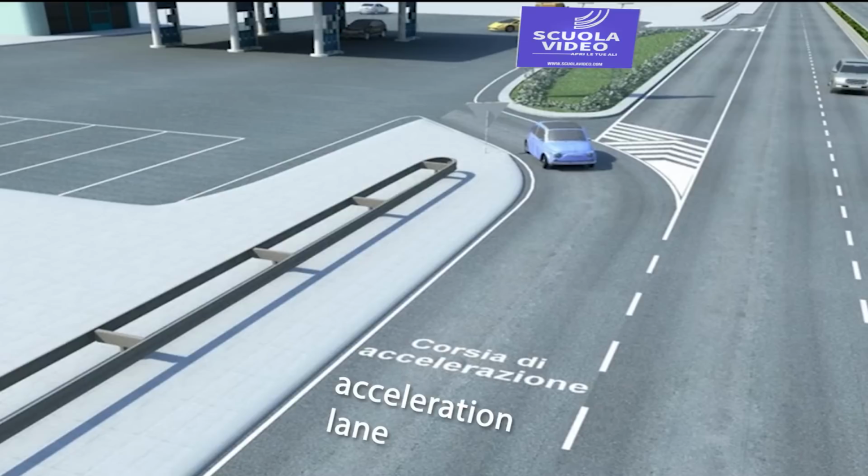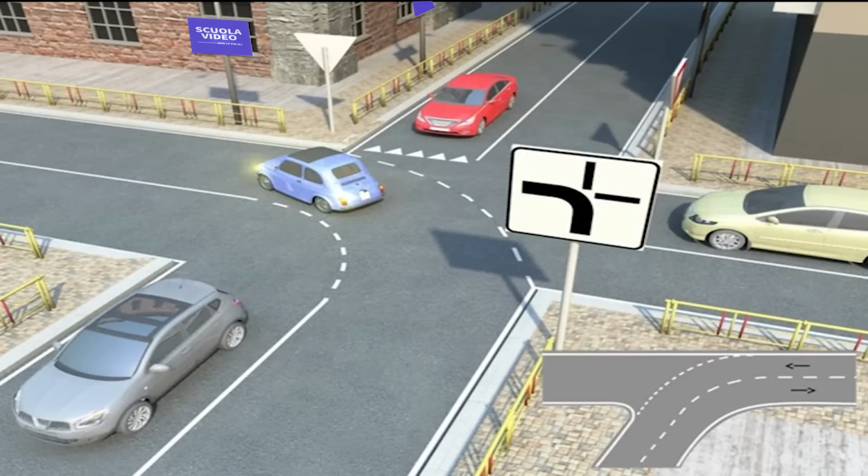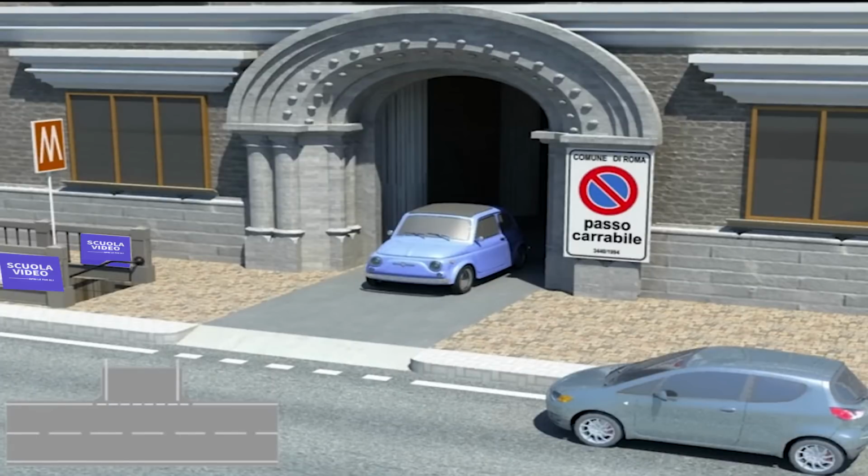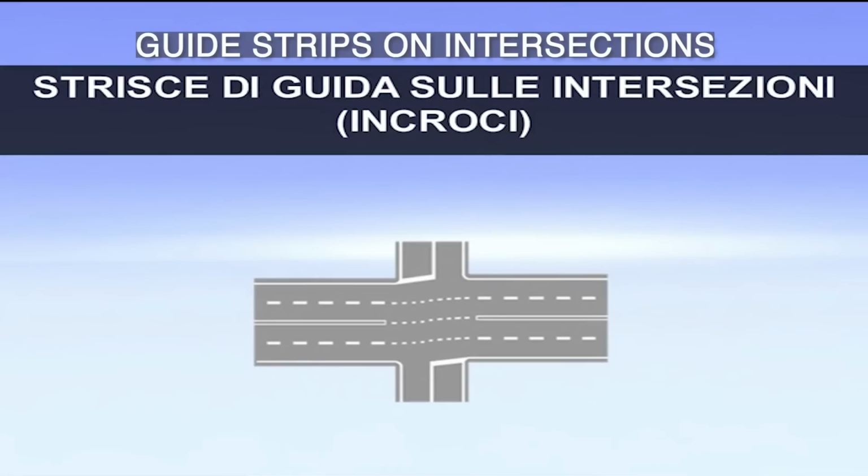It divides the carriageway by an acceleration lane and allows vehicles to cross it to get onto the highway. Find the edge of the main road separating it from that of the secondary road and separating the carriageway from the driveways.